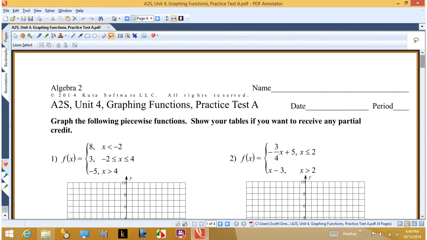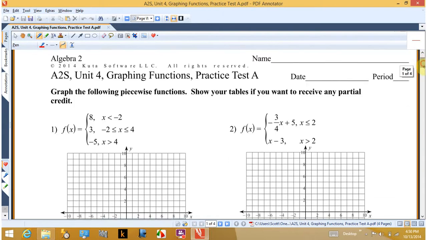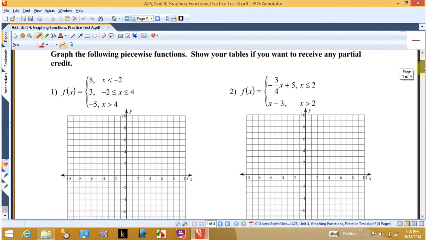Okay, I'm going to work the problems in the practice test for Unit 4. So I'll get started. Your first problem says graph the piecewise functions.